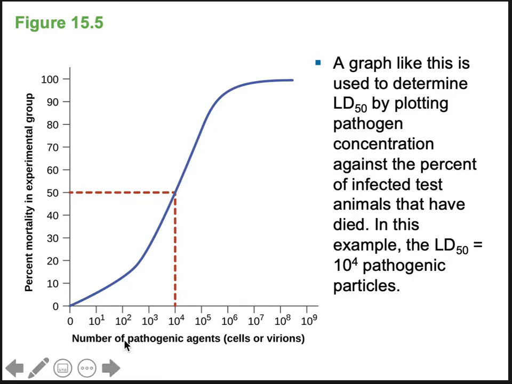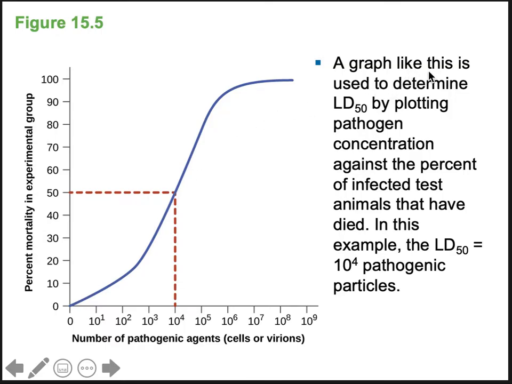It shows the number of pathogenic agents. Could be bacterial cells or viruses, depending on which disease you're investigating. And then here's the percent mortality in the experimental group. And so as you increase the amount of pathogens that you inoculate with, you increase the amount of deaths up to half of the population, and then you know what the LD50 is.